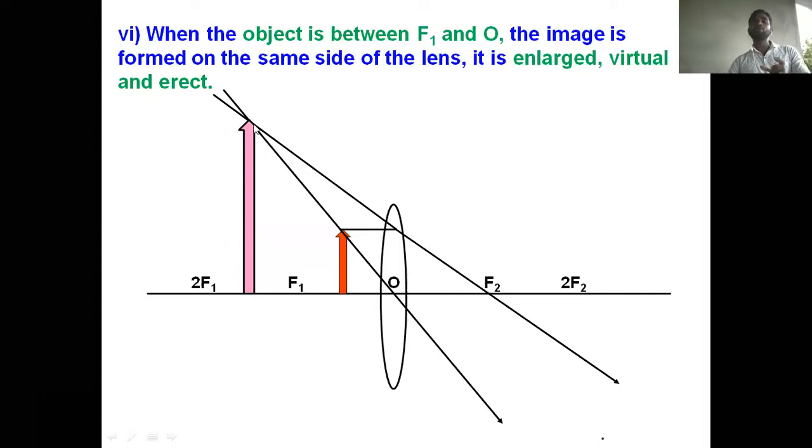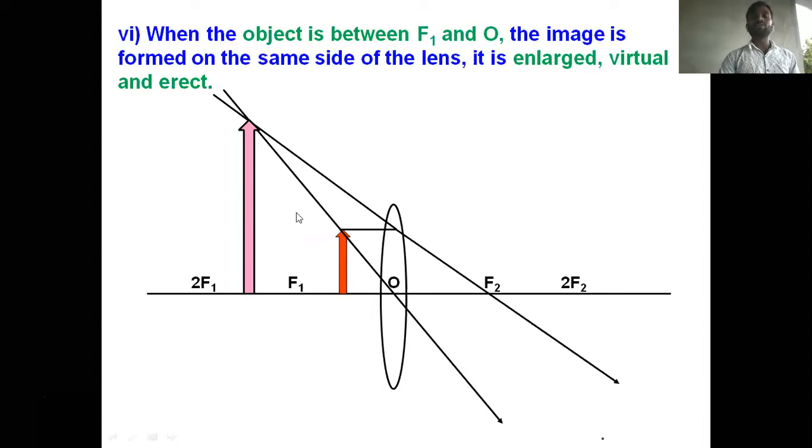Where the two refracted rays are meeting at one point, that is the position of the image. And here the image we are getting is on the same side as the object. Also, this is a dotted line, which means it is not a real line. This is imaginary, we extend it. So the image is formed here.